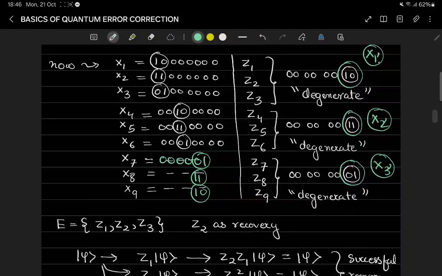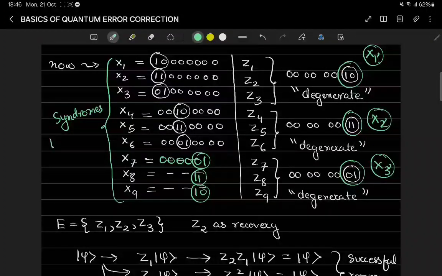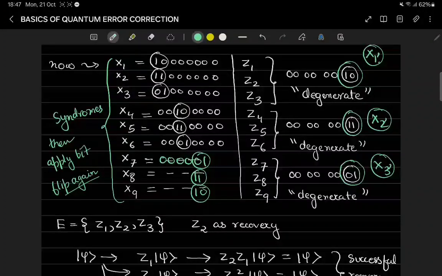But now how the error is corrected is the question. If I have these 9 syndromes, then I can apply the bit flip again, because I know the exact position also. But if I have these syndromes on this side, which are phase flip syndromes, they are degenerate in nature.